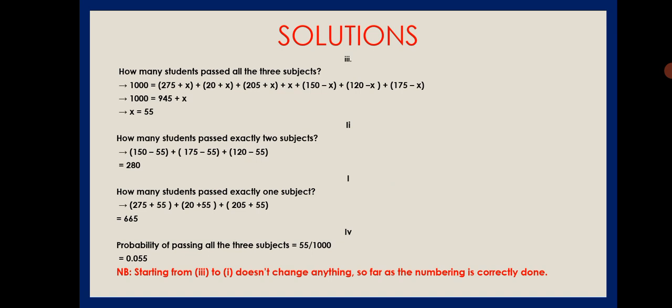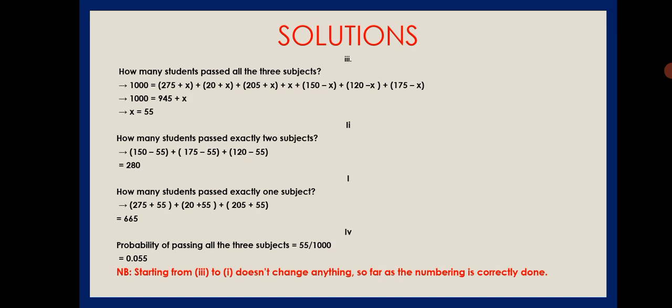So my students, it simply means that out of the 1000 students, it is 55 students that pass in all the 3 subjects. They've really done well. It's not easy. Chemistry, biology, and physics.